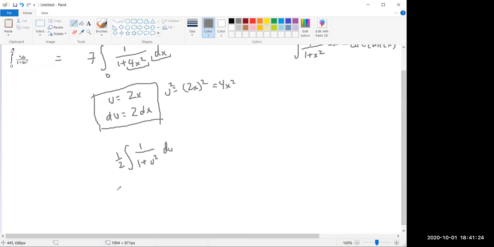All right, so now it's in the form of an arctan integral. So this is 1/2 arctan of u. Okay, and then I guess we'll do it the way where we put it back in terms of x. So this is 1/2 arctan of what was u? u was 2x. So this is what we have. Now that everything's in terms of x, we can use our original limits. So 0 to radical 3 over 4.